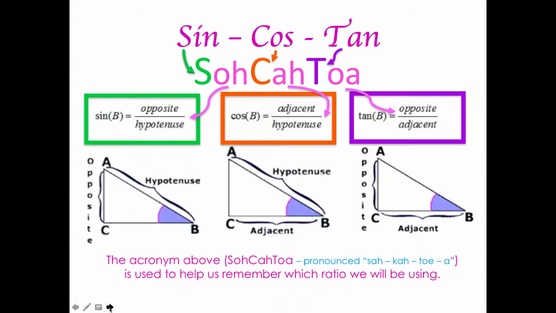If we look at the green box, you'll see that it starts with the S. The green S represents the green box, so that means we're going to be using the sine. And the OH is your opposite over hypotenuse. You'll see the O is next to the S, which is going to be your numerator, and your H is going to be your hypotenuse, which is the denominator. So by just remembering this acronym, SohCahToa, you are actually learning the different ratios for each of the trig functions.